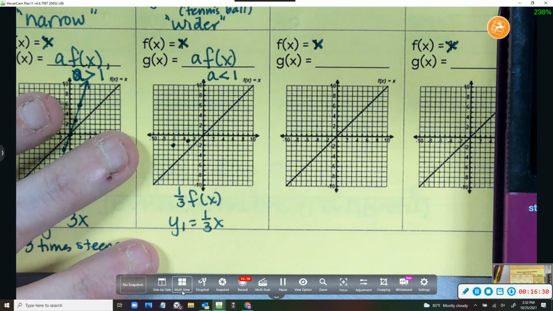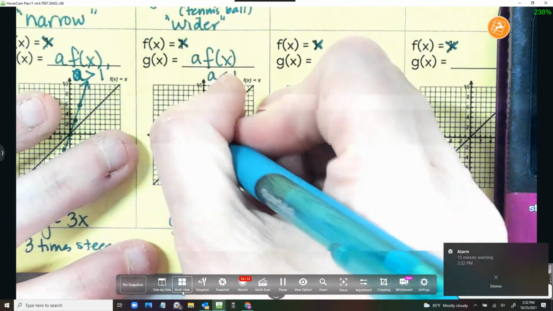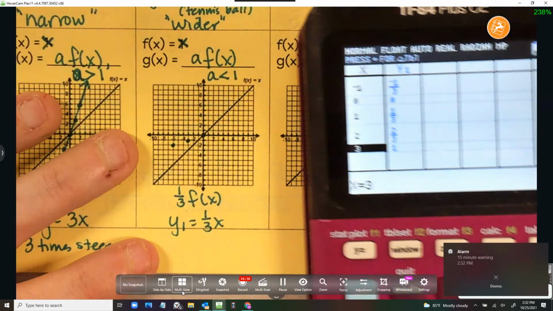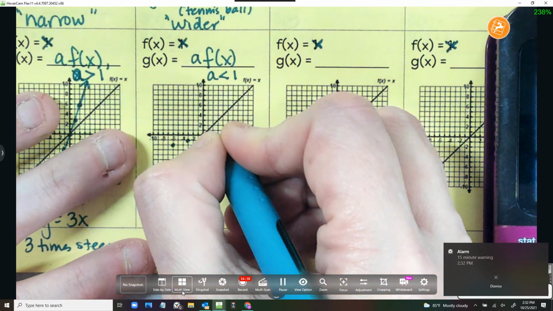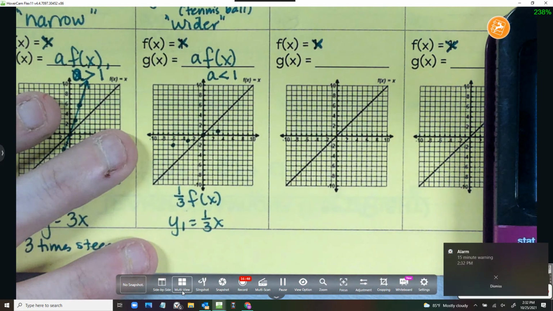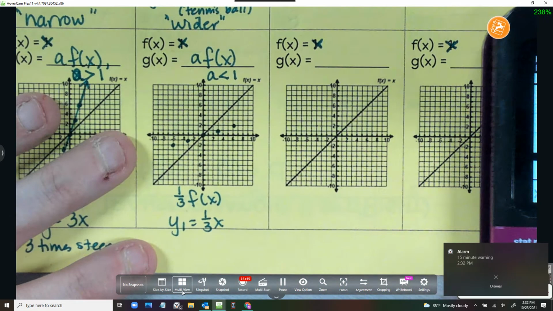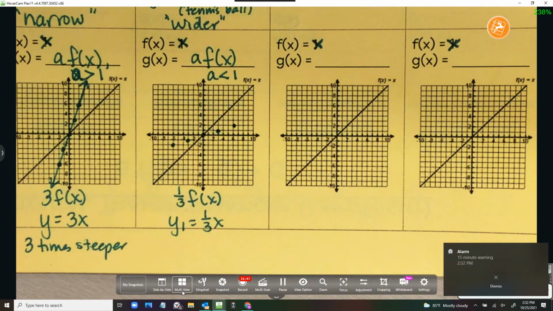Let's see what else we got. 0, 0. 3, 1. And I'm going to assume we got 6, 2 also. Those are the kind of points that I would plot and then connect them.